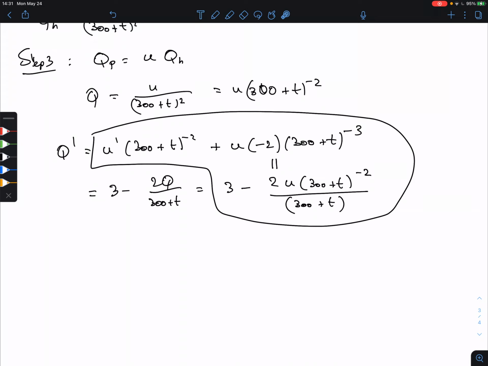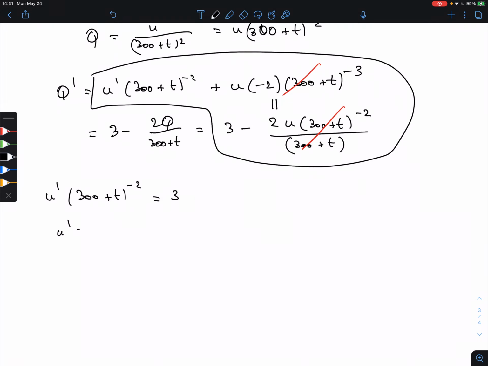Now we know that there have to be cancellations, and let's look at the term with u in it. We have a minus 2. This is the power negative 3, but this is also, if you bring this up, with another negative 1, so this also becomes negative 3. So we see that these two terms are actually equal, and therefore they cancel. So what I'm left with is u prime times 300 plus t to the power negative 2 equals 3, right? That's the only thing left on the left-hand side.